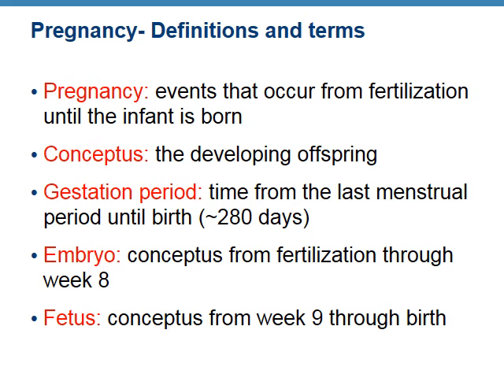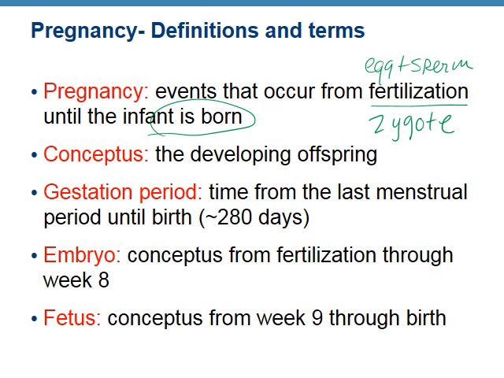Some basic terms before we move on. We have pregnancy. So that's everything from fertilization. So when the egg and the sperm come together and we now have a zygote or a fertilized egg, until the child is born, all of that is labeled as pregnancy. This word conceptus, we don't usually use it that often, but this is the term for developing offspring.